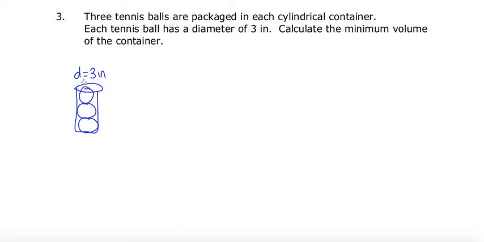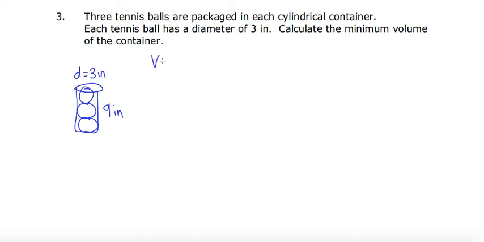And if the diameter of the circle is 3 inches, that means the height of my cylindrical container is going to be 9 inches, because I'm going to have 3 inches for the first tennis ball, 3 inches for the second tennis ball, and 3 inches for the third tennis ball. 3 plus 3 plus 3 is 9 inches. So once I have those measurements, then I can look at the volume of my cylinder.